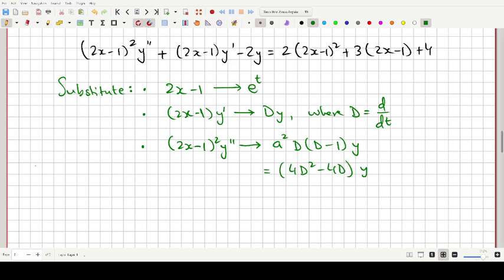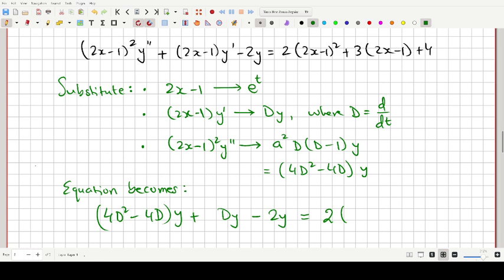Now, after this substitution, our equation becomes (4D squared minus 4D) of y plus Dy minus 2 times y is equal to 2 times (e raised to the power t) whole square plus 3 times e raised to the power t plus 4.